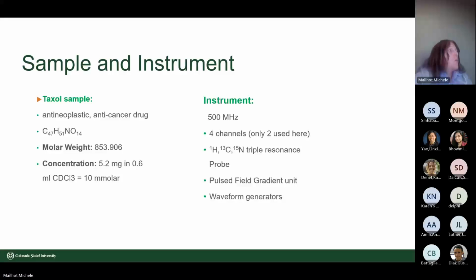The sample that I used is called Taxol. It's an anti-cancer drug. Here's the chemical structure or the formula and the molecular weight. The concentration for this particular experiment was 5.2 milligrams in 600 microliters of chloroform. The system that was used, so this data is pretty old, is a 500 4-channel system with pulse field gradients and waveform generators, which nobody actually says anymore. But it's basically an Inova console, which, if you have ever run on the 500, was that console. So that's where this data came from. It's pretty old, but it still shows the point.